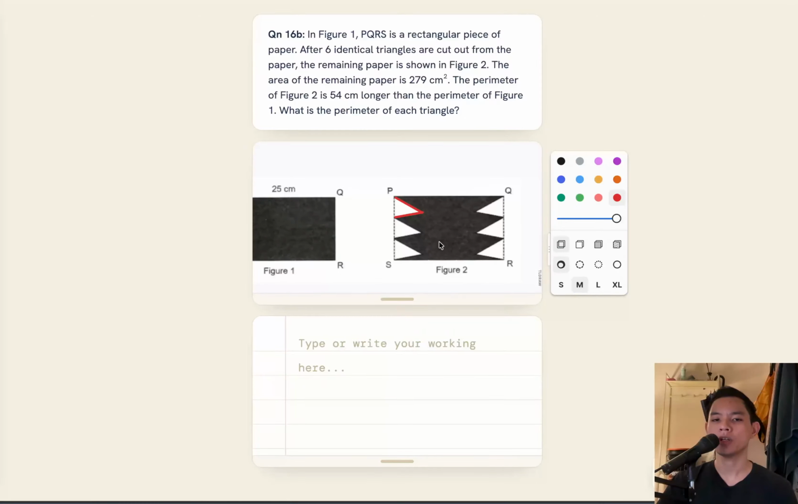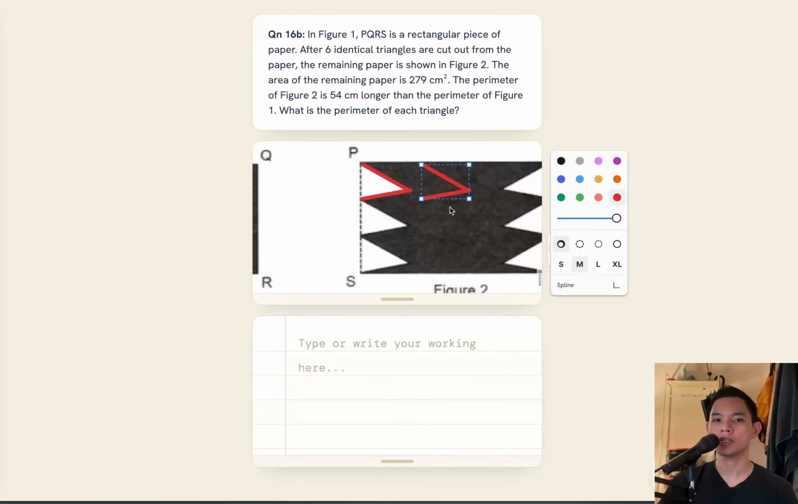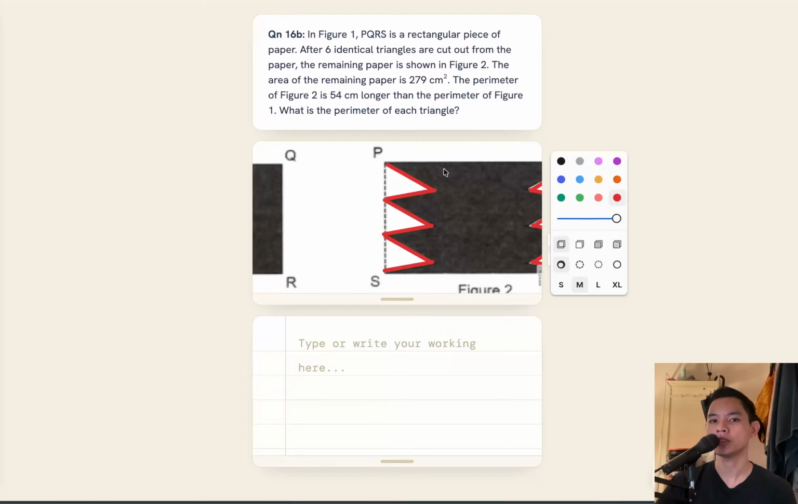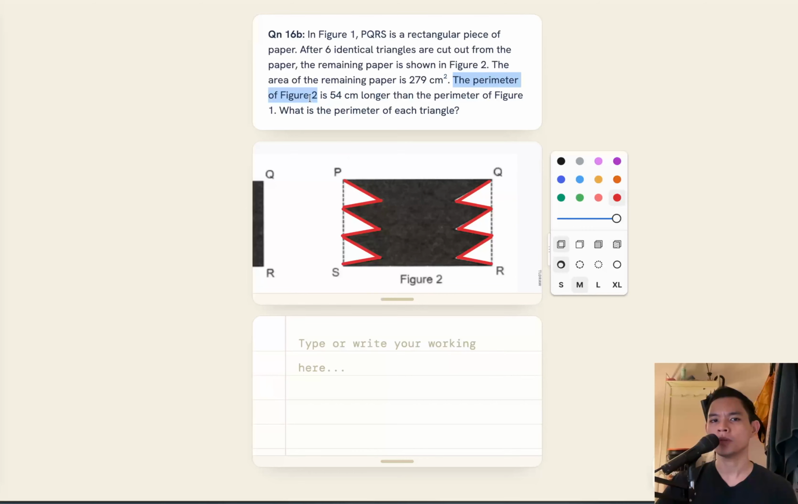So the perimeter of the triangle that we're looking for is just these two sides over here. So they're pretty much identical. That's what you see over here. So we just want to find the one parameter of this one triangle over here. Okay. So the thing is that the perimeter of figure 2 is 54 centimeters longer than perimeter of figure 1.